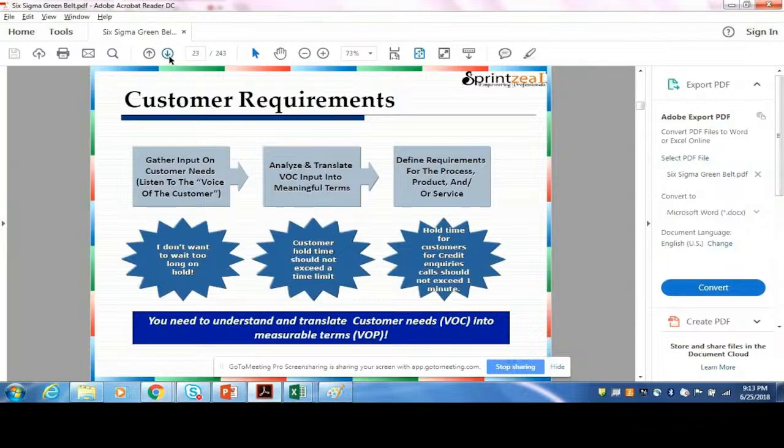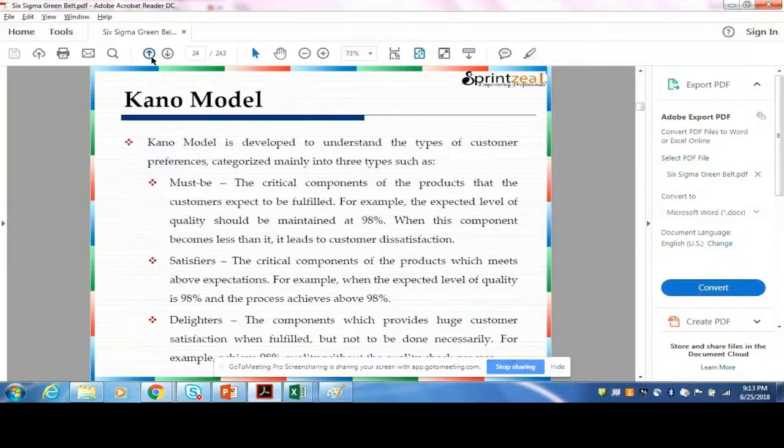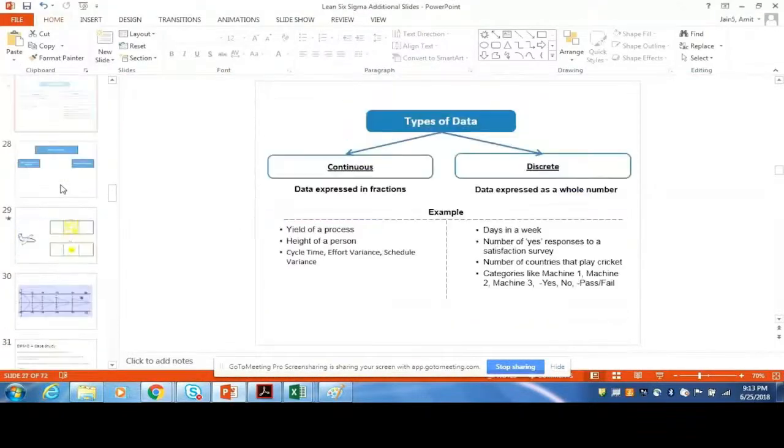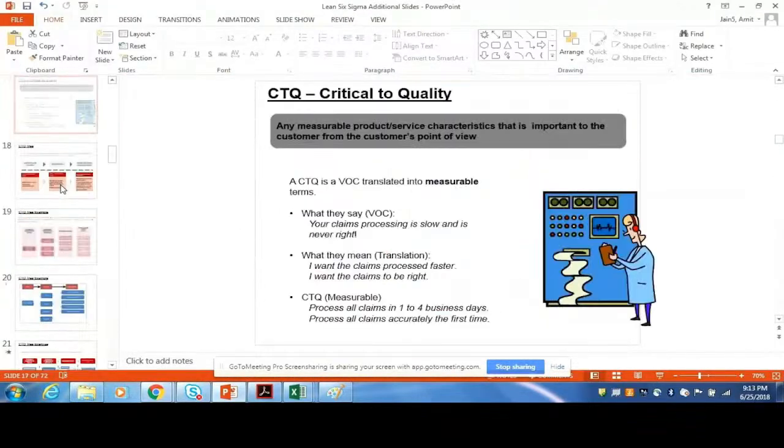So now taking the VOC is not enough. You would need to know exactly what the customer wants. The customer would give you probably generic statements. So it is for you to convert those generic statements into something that you can use. So the next task would be to convert the VOC into the CTQ, which is critical to quality element. So let me take you to some slides that I have on CTQ.